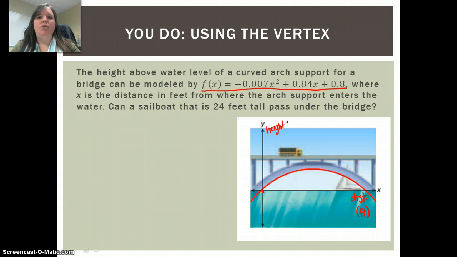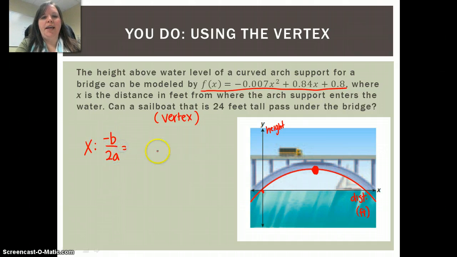Hopefully, this is a you do, so I want you to think of this on your own, but if you need some help, then by all means continue to let this play. Where's a sailboat going to pass under? The sailboat's going to want to pass under the highest possible point that it can. So in other words, can the sailboat fit under the vertex? What I need to do with this parabola, and I know this equation isn't so pretty, is find the vertex. So take negative b over 2a to find the x coordinate.